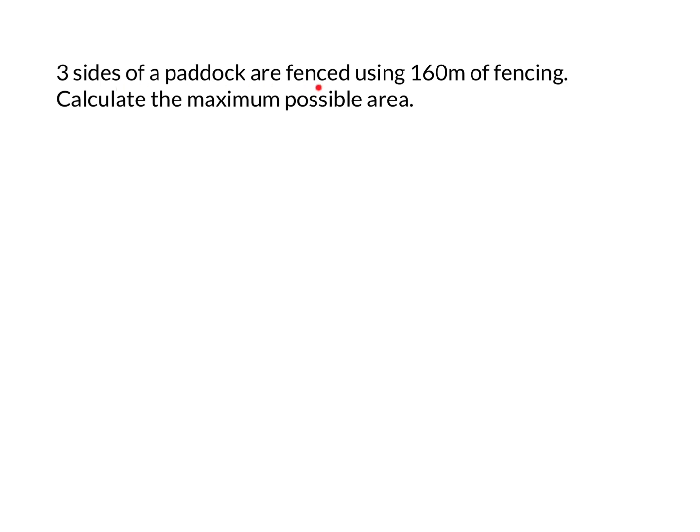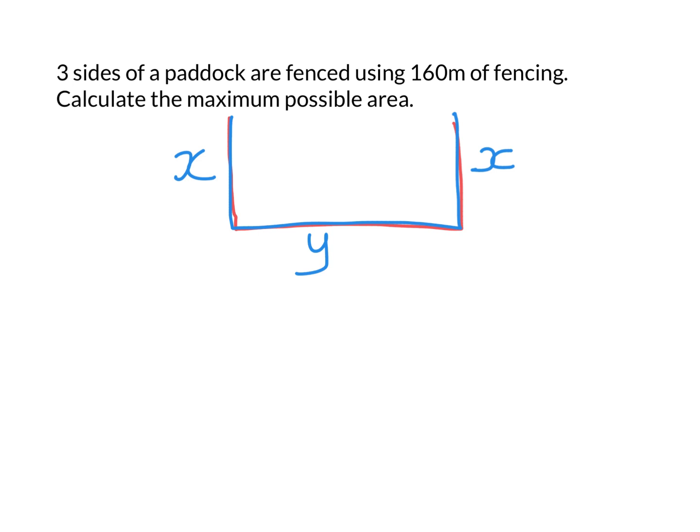Three sides of a paddock are fenced using 160 meters of fencing. Calculate the maximum possible area. So let's draw a diagram. We have three sides of a rectangle fenced. We want to know the maximum possible area this could be if it is 160 meters all the way around. So let's start by letting x be the width. We really need to find the width and the length here. So for now I'm going to let the length be y. So the area of this is clearly x times y.